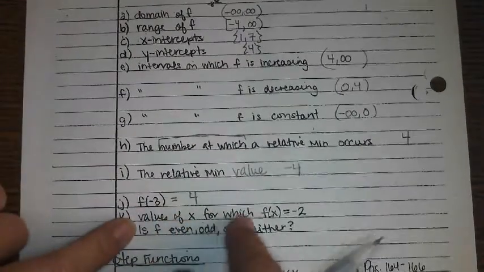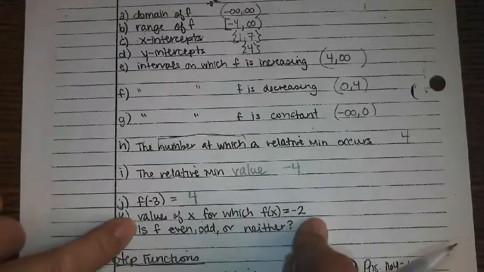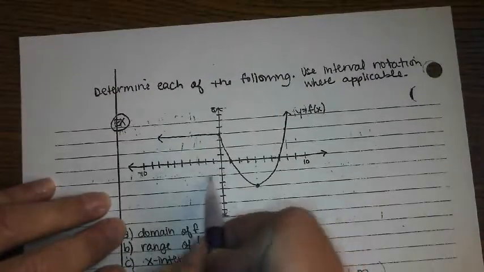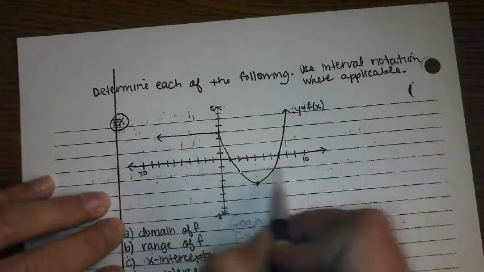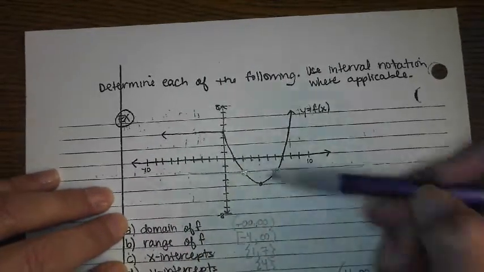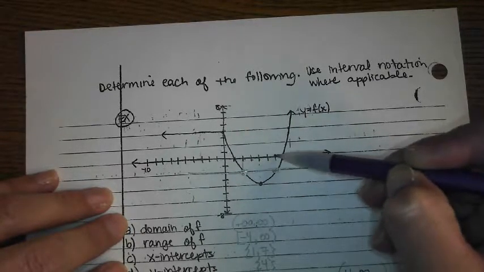Values of x for which f of x equals negative 2. So if they're telling you that f of x equals negative 2, which coordinate are they giving you? The y. So if you look at y's at negative 2, the values are here and here. Those are the x-coordinates. So that would be an x-coordinate of 2, and an x-coordinate of 6. So 2 and 6.